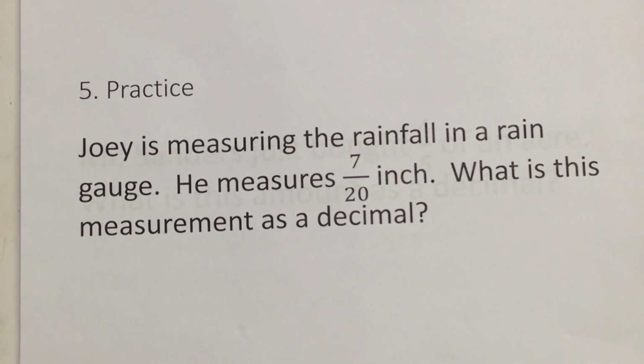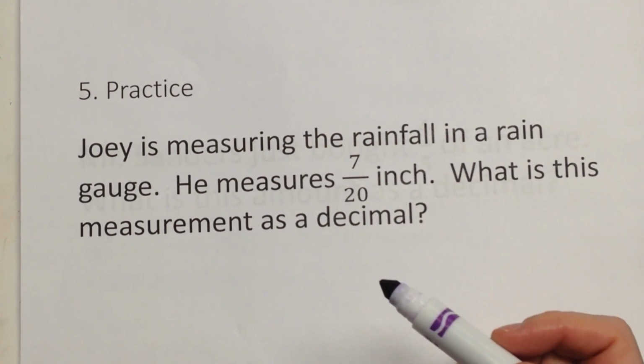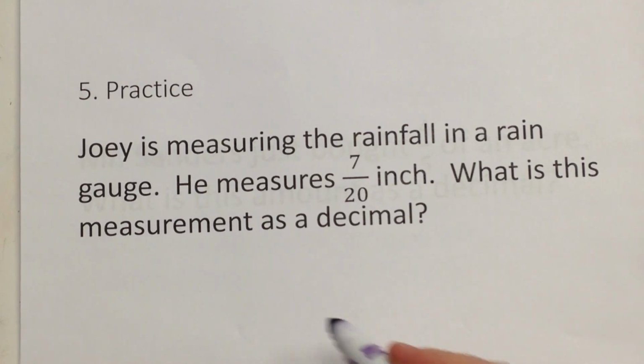Number 5 is practice. This is a problem that we're going to work together. Joey is measuring the rainfall in a rain gauge. He measured 7/20ths of an inch. So what is this measurement as a decimal?